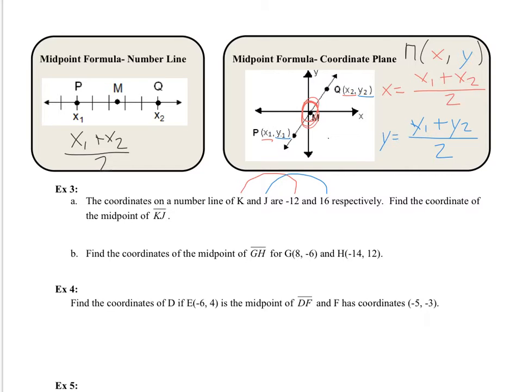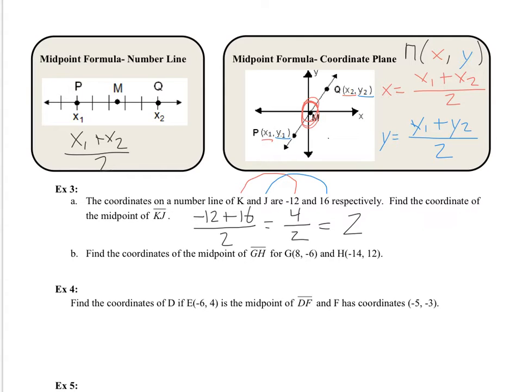So K goes to -12 and J to 16. Alright, so now we need to find the midpoint of this segment KJ. So we are going to use our number line formula. So we are going to do x1, which in this case is -12, plus x2, which is 16, all divided by 2. So we add those together. -12 plus 16 is 4, divided by 2, and we get a final answer of 2. So that means the number that is the midpoint, or halfway between -12 and 16, is 2.